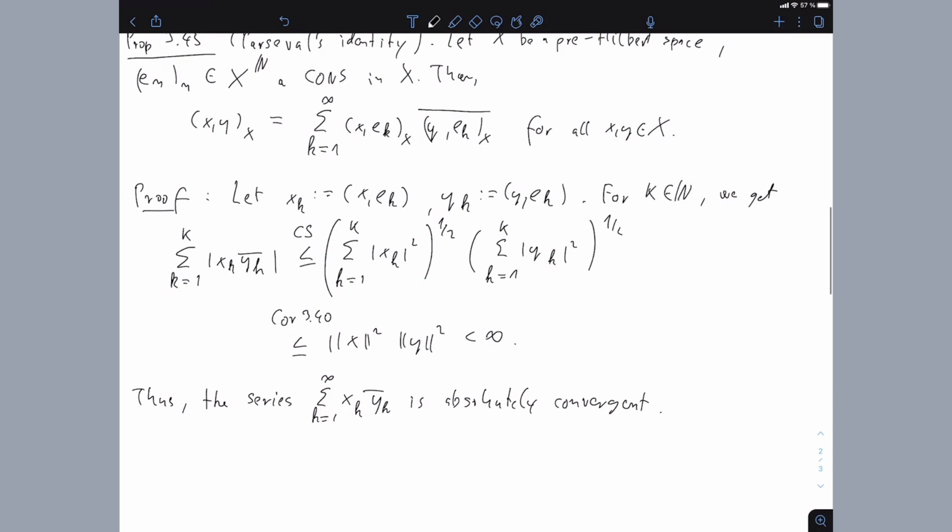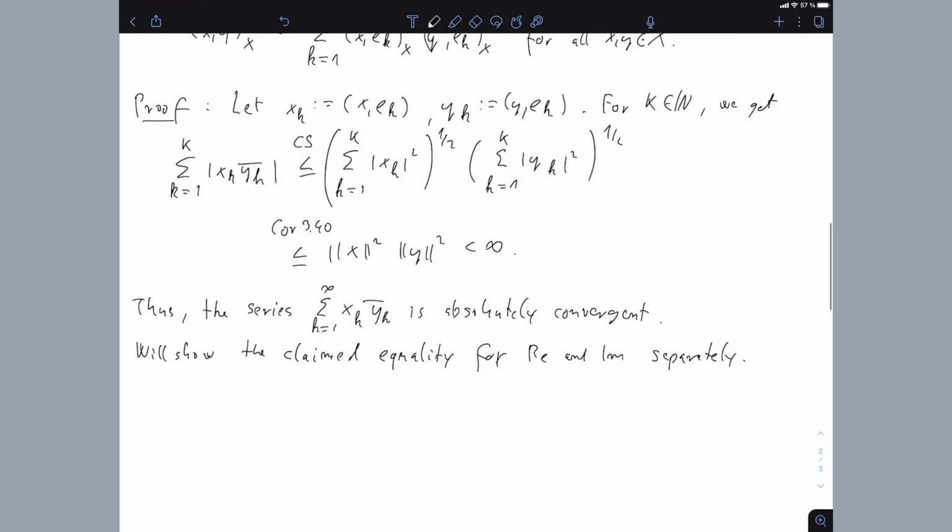And we will show the equality for the real and the imaginary part separately. So the claimed equality for the real part and the imaginary part separately.